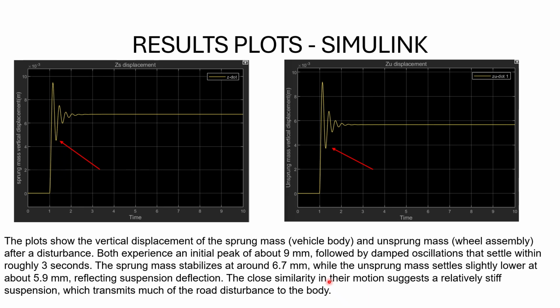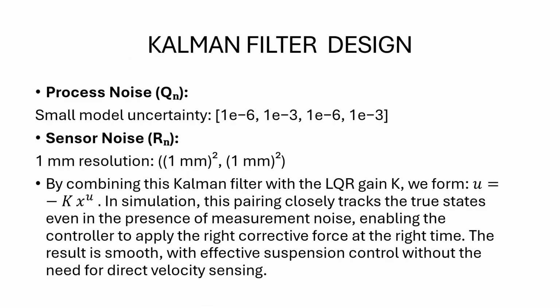Both reach an initial peak of around 9 millimeters before settling within 3 seconds, and the sprung mass stabilizes around 6.7 millimeters, while the unsprung mass settles at slightly 5.9 millimeters.